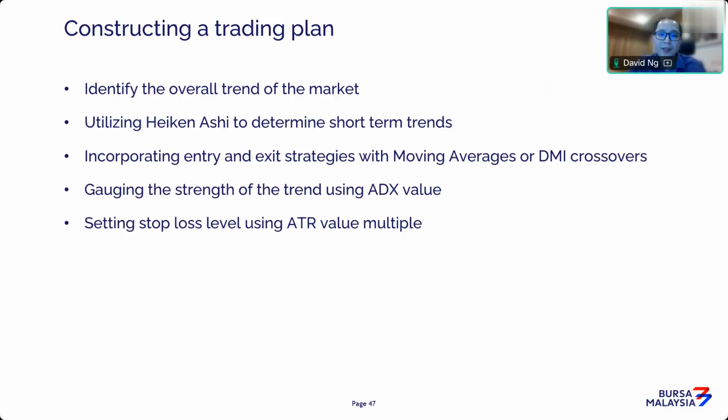There are many other ways, and I think Heiken Ashi is one of the good ways because it's simple, easy to use, and easy to interpret. Obviously you can pair that with moving averages, which is also a trend tool, and also DMI crossovers, which is also a trend tool. I just want to touch a bit on DMI on the later slides. DMI is a great tool if you're doing trend.